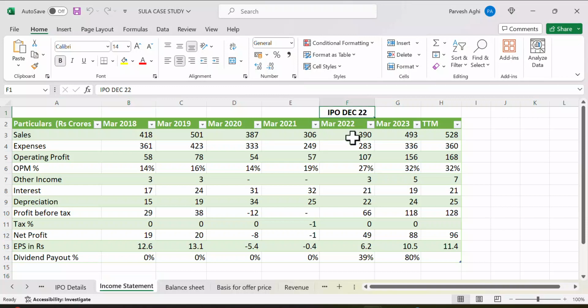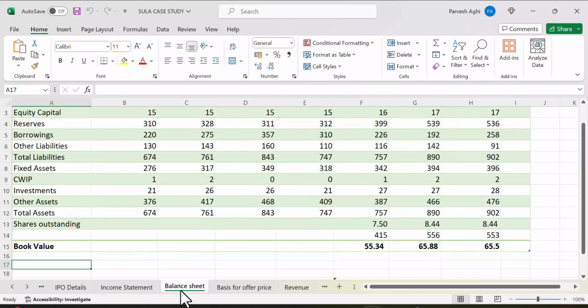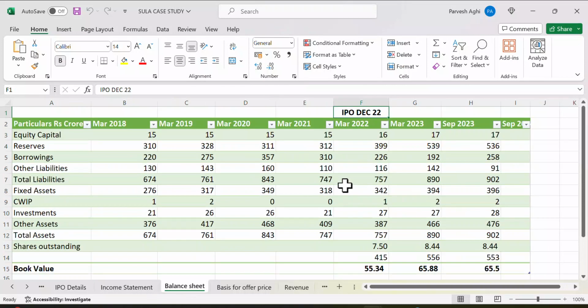Where the turnover was 390 crores. Okay. Fine. And look at the balance sheet. The balance sheet also happened here. Fine. So, we have the profit and loss account and the balance sheet taken out from the side. At the moment, I'm not touching them. I'll go to basis for offer price.